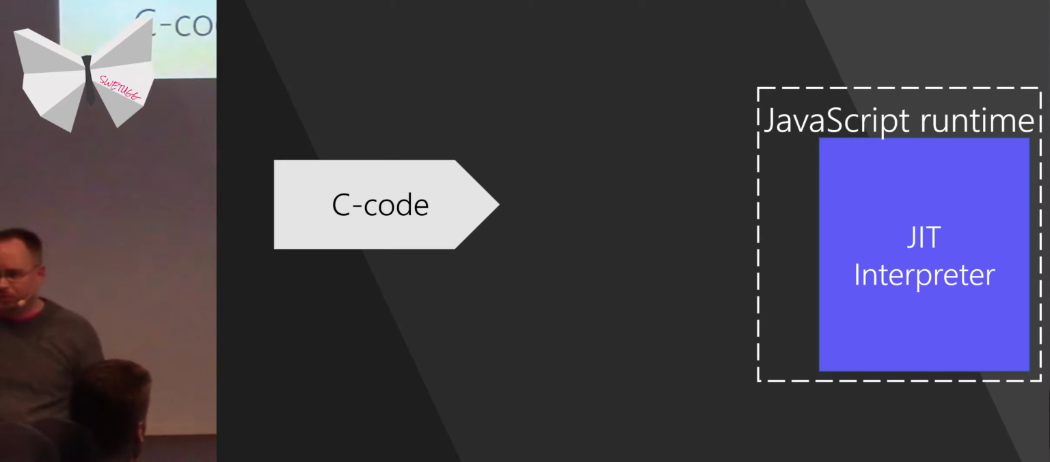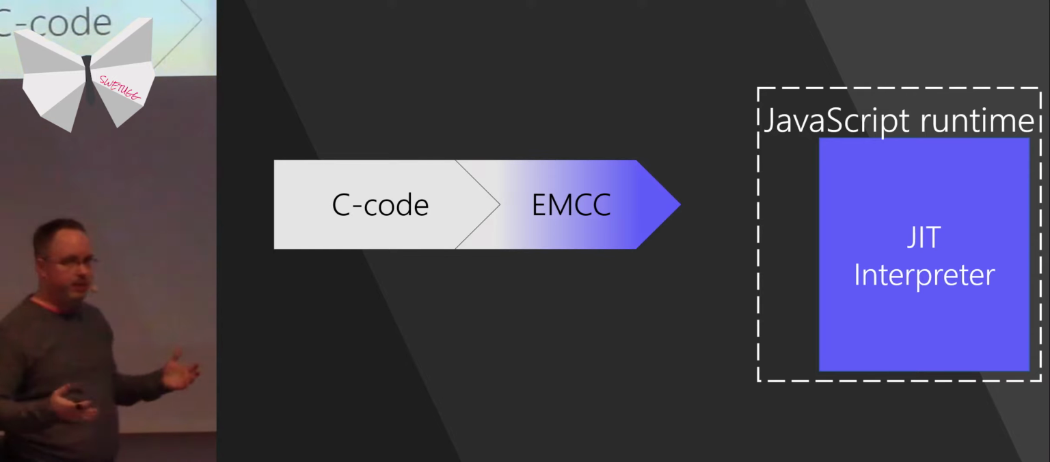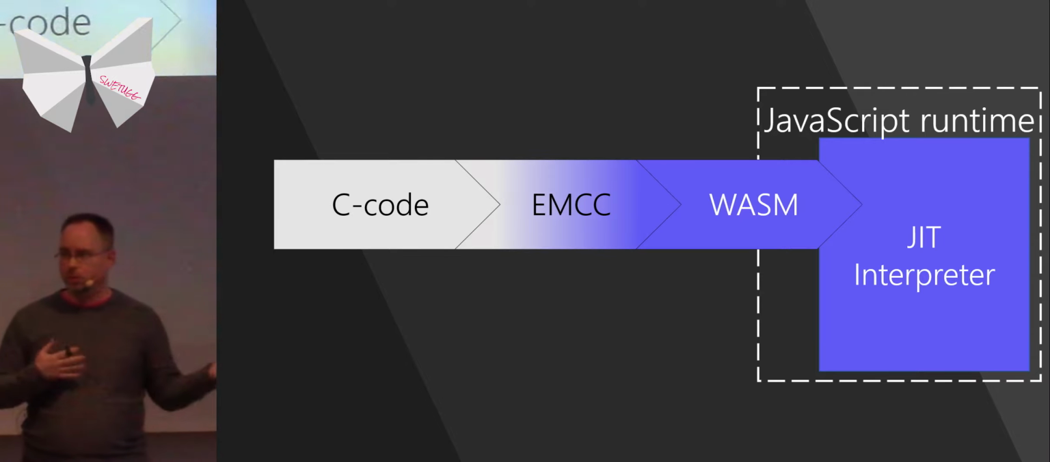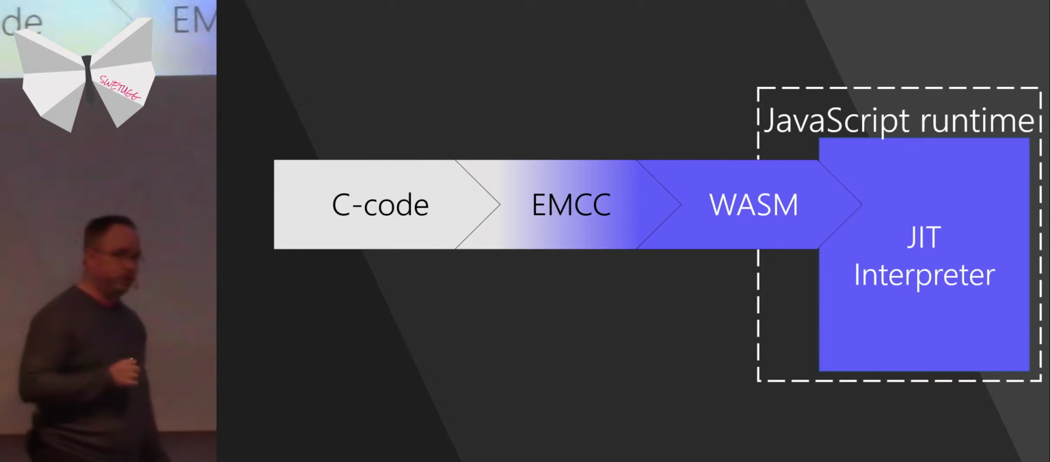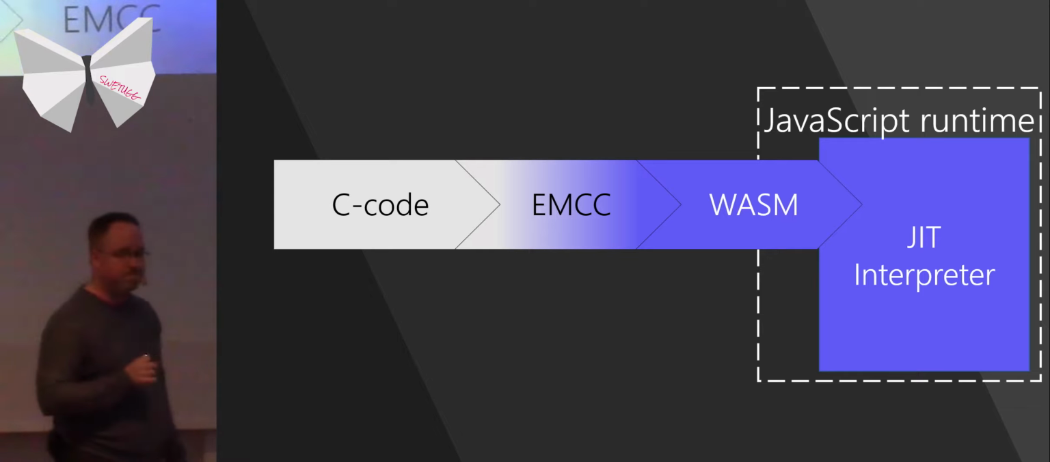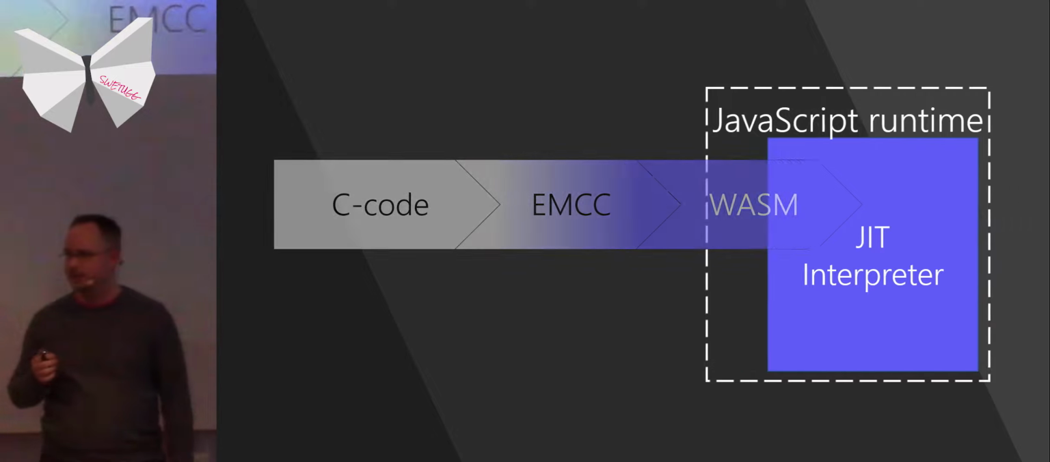So with C, we had our C code. We used EMCC to compile it to WebAssembly. But Blazor works a little bit differently. And I'm a little bit curious. We're going to have a little poll after this.